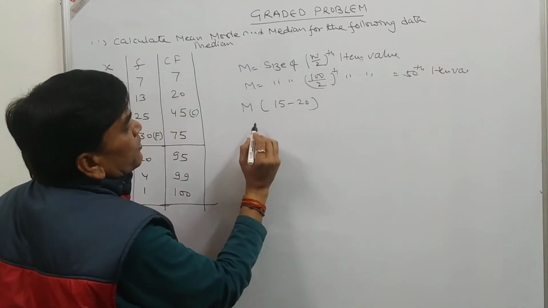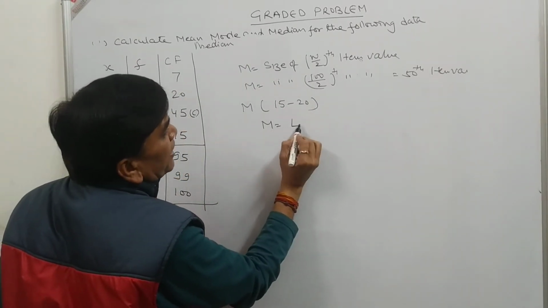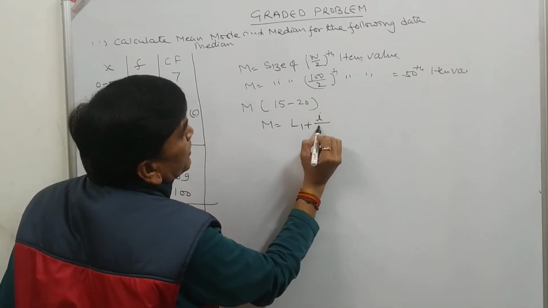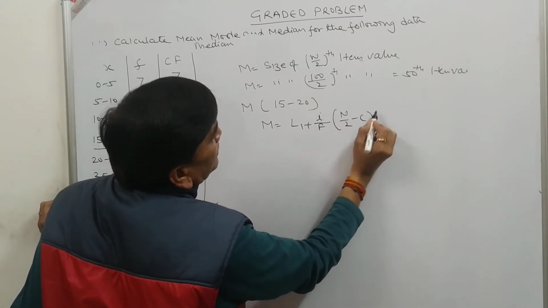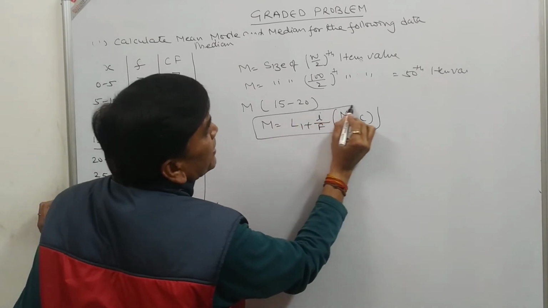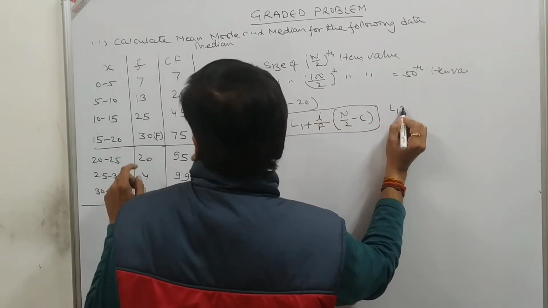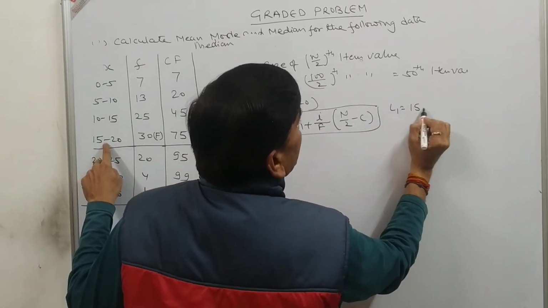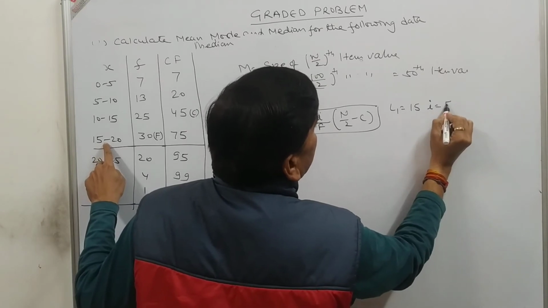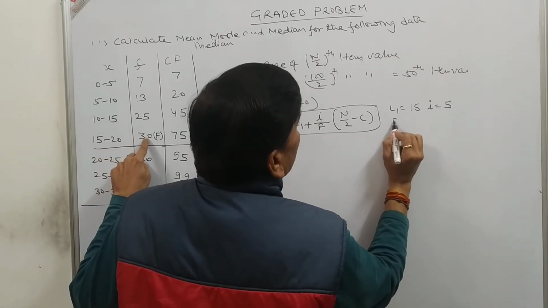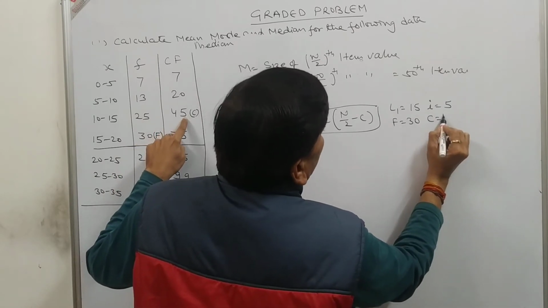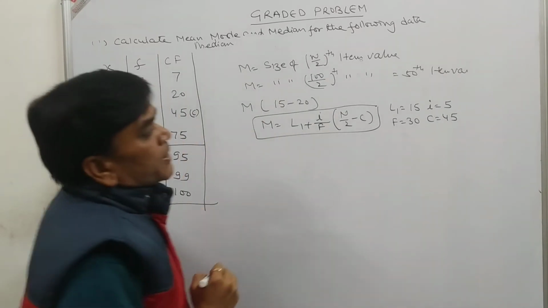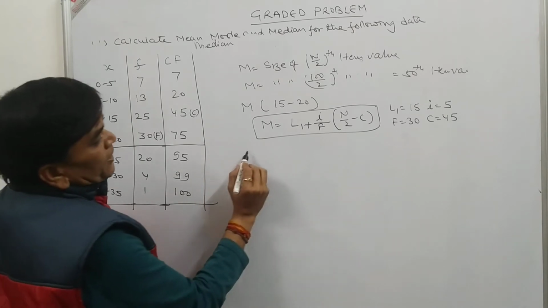To calculate the real value of median, M is equal to L1 plus I upon F times (n by 2 minus C). That will be the formula for the median. Here L1 is the lower limit of the median group, that is 15, I is the class interval of the median group, that is 5, F is the frequency of the median group, that is 30, and C is the pre-cumulative frequency of the median group, that is 45. So we will apply this.